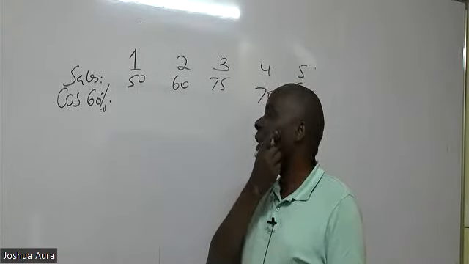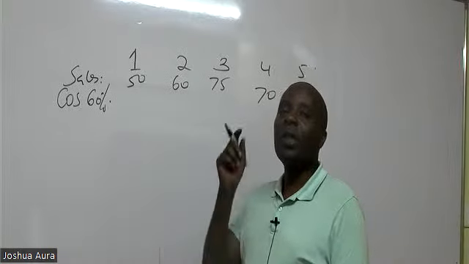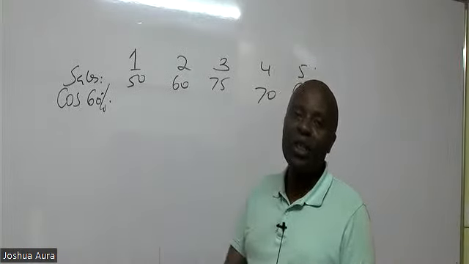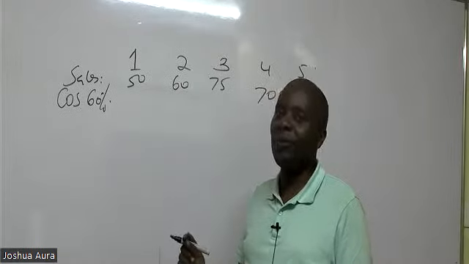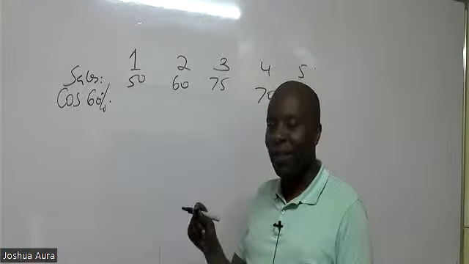So cost of sales is 60. First of all, let's agree, ladies and gentlemen, that when the gross profit margin is 40%, then the cost of sales will be 60%. That is the first thing you're supposed to know.